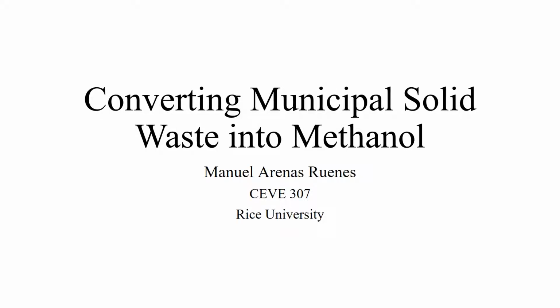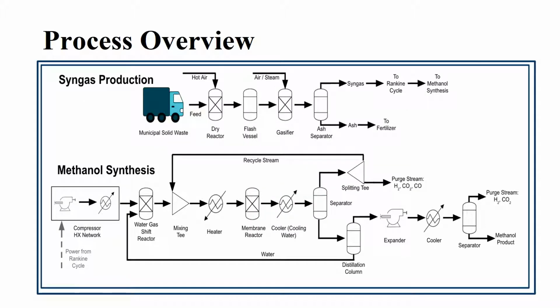Good afternoon. My name is Manuel Arenas, and today I'm going to be talking about converting municipal solid waste into methanol. So we're converting municipal solid waste into a product-grade methanol, and the municipal solid waste is everyday trash that gets thrown out by people. It includes anything from cardboard, food scraps, metal, all sorts of things. So in order to convert it into methanol, we use a two-stage process.